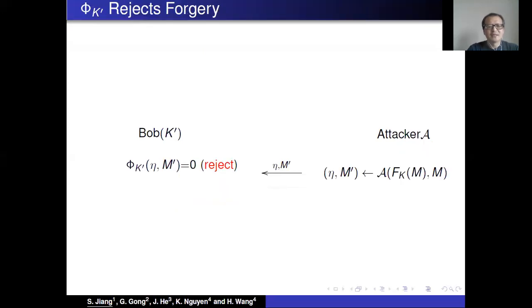Of course, for this fuzzy verification to be meaningful, you have to reject the attacker's forgery. In this case, we consider an attacker that has one-time security. The attacker, with a message and the authentication code, cannot forge a new authentication code for another message M prime. So we require that Bob always rejects the forged authentication code as long as K prime is close to K.